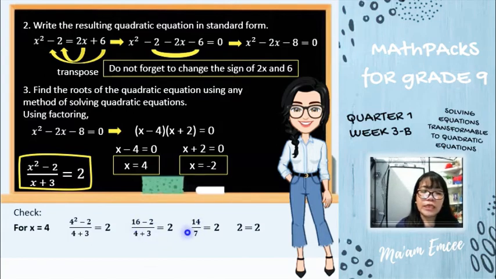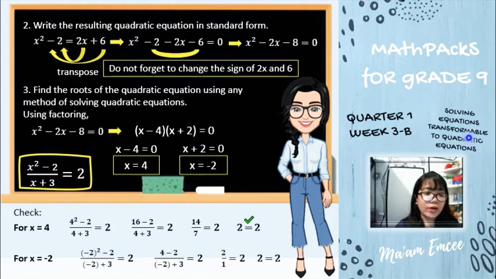4 plus 3 is equal to 7. Now, is 14 over 7 equal to 2? So, 14 over 7 is equal to 2. So, 2 is equal to 2. So, therefore, x is equal to 4 is a solution of this rational equation because it satisfies this equation.